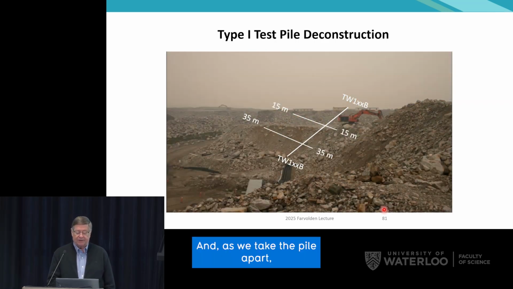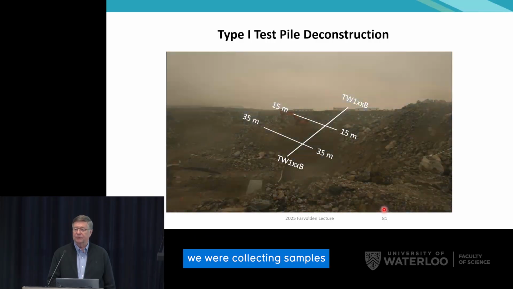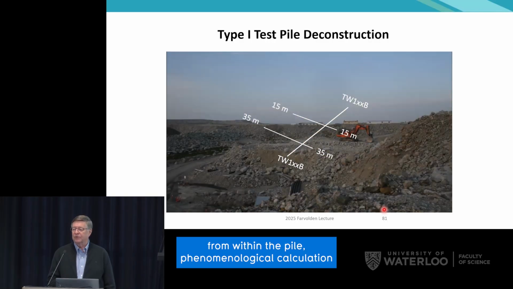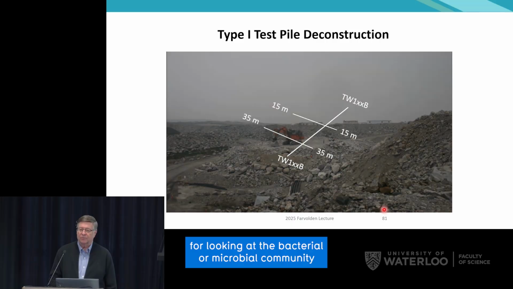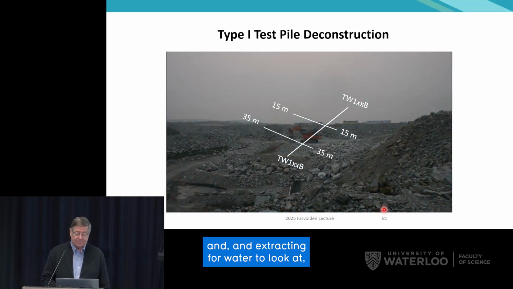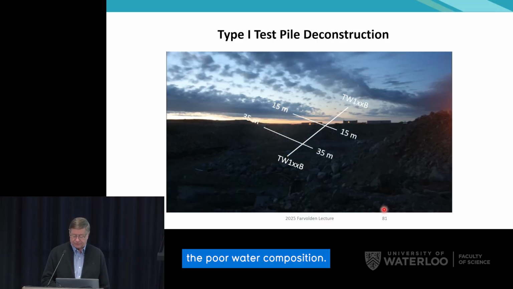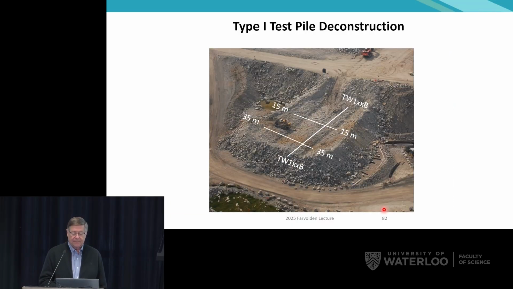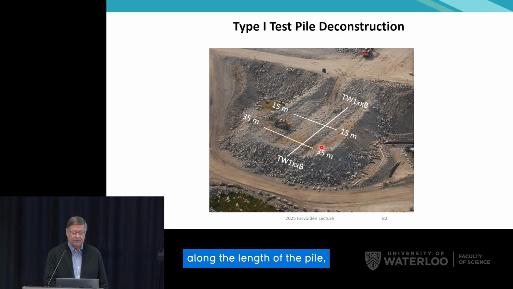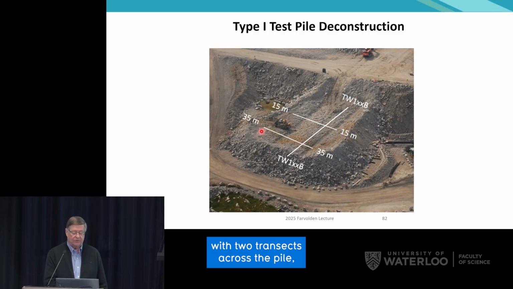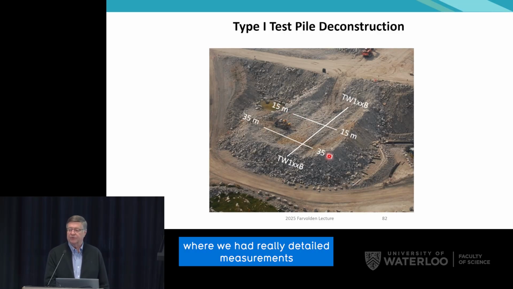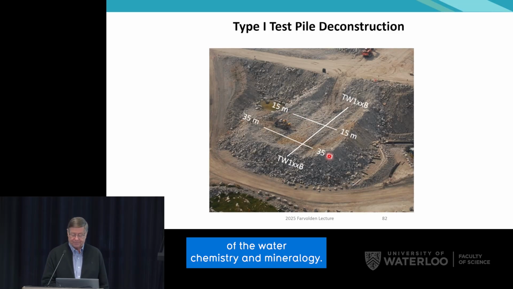And as we took the pile apart, we were collecting samples from within the pile for mineralogical characterization, for looking at the bacterial or microbial community, and extracting pore water to look at the pore water composition. So we ended up with 2 trenches along the length of the pile, with 2 transects across the pile where we had really detailed measurements of water chemistry and mineralogy.